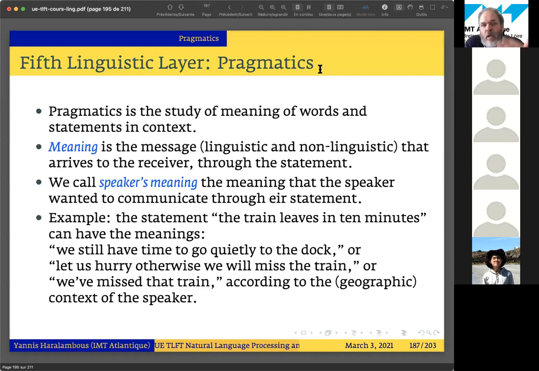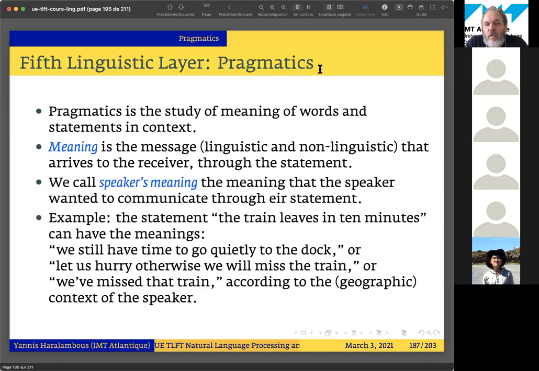If we are outside the railway station, then it means let us hurry, otherwise we will miss it. And if I am at some other place on the opposite side of the town, then it means we lost it, because we have no means of going to the railway station in only 10 minutes.